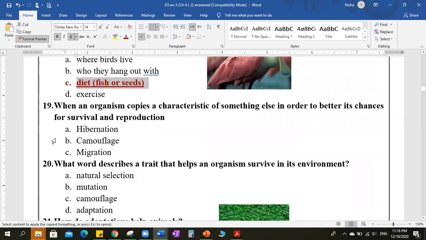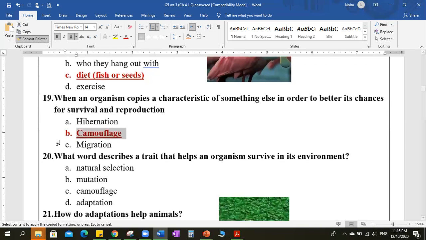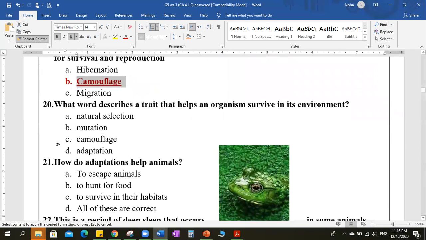Number 19, when an organism copies characteristics from something else, so we said something else, not another organism, in order to better its chances for survival and reproduction, we call this camouflage. What word describes a trait that helps an organism survive in its environment? Yes, this is another meaning for adaptation.